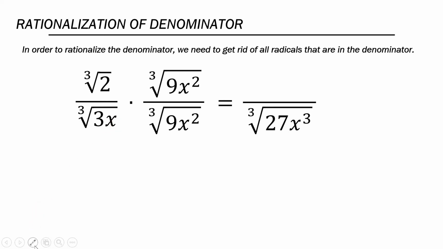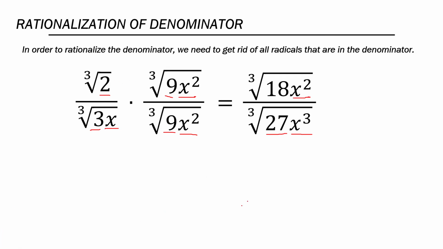Okay, we'll just show it. So 3 times 9 is 27. x times x squared is x cubed. Okay? So now we go to the top. 2 times 9. So that is 18. Just copy x squared, because there is no variable on the other side. So just copy x squared. So it is still a cube root.